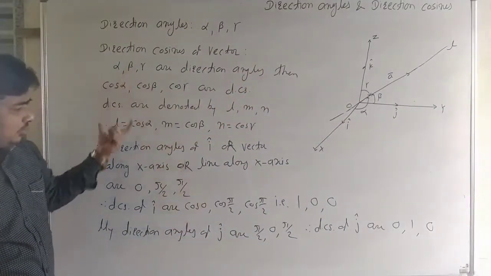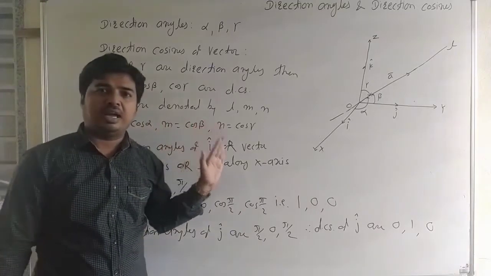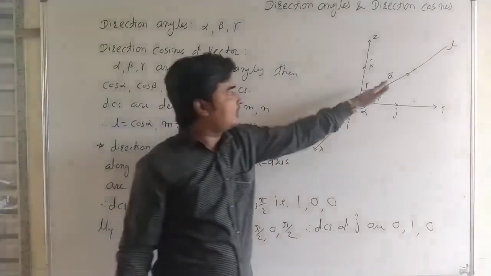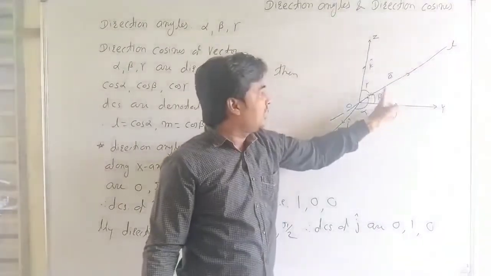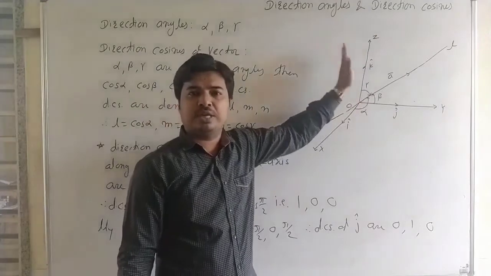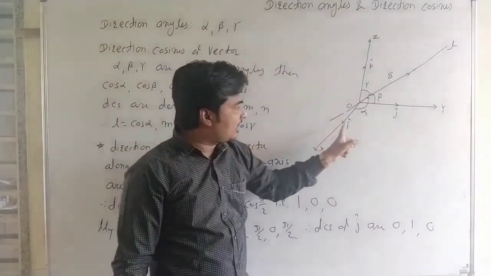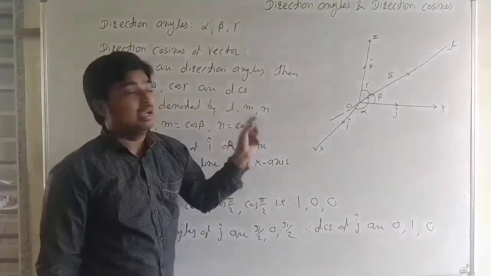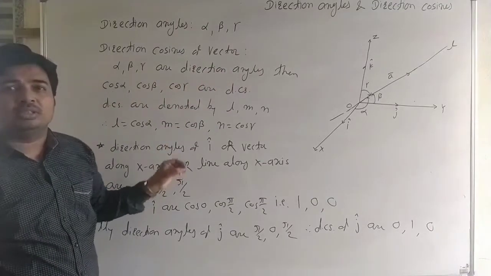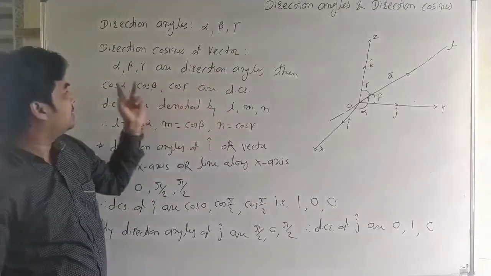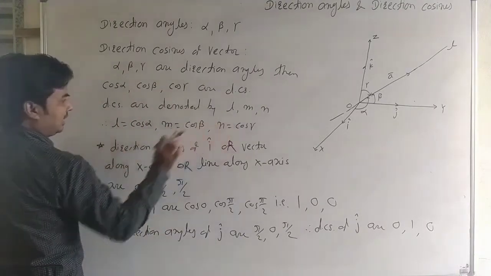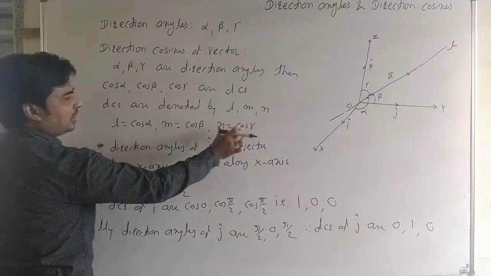Okay, see carefully all the concepts. Direction angles of a vector or a line are the angles made by the vector with the positive direction of the x axis, y axis and z axis, and they are denoted by alpha, beta and gamma. Direction cosines are the cosine values of the direction angles, that is cos alpha, cos beta and cos gamma, denoted by l, m and n. That is, l is equal to cos alpha, m is equal to cos beta and n is equal to cos gamma.